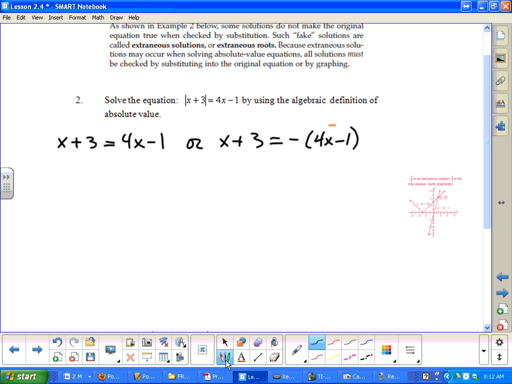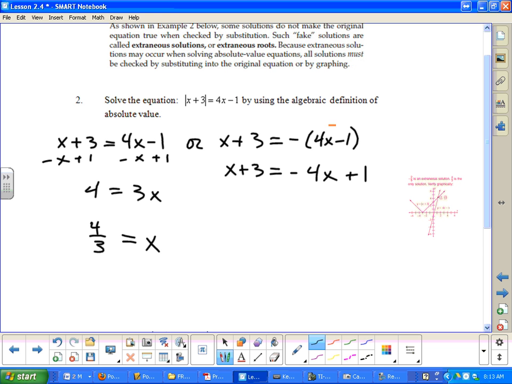Okay, so let's solve both equations. We're going to solve this like we normally would. Subtract x and add 1 to both sides. So one answer is 4/3. Solve the other one. We distribute the negative. We're going to add 4x and subtract 3 in this case. So the two answers we get solving those equations are 4/3 and -2/5.